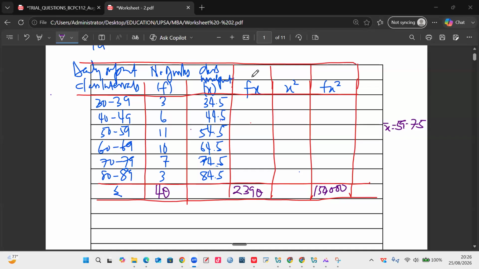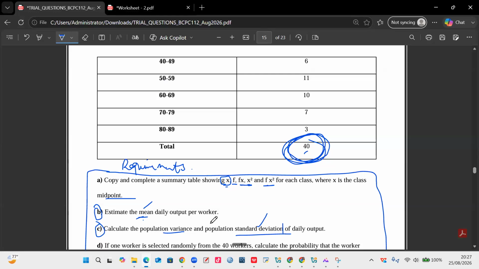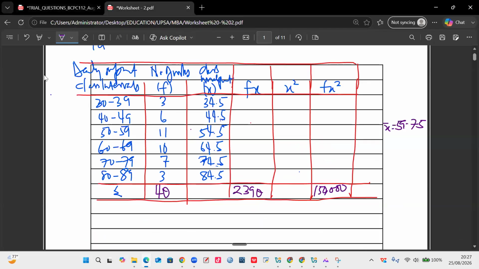Okay, so let's go back. We have not finished with the 4. We have gotten the mean. So this is the mean question, which is number B. The X bar, which is the mean. The answer is 59.75. We've gotten the answer now. So let's go to the 4, and now the 3.